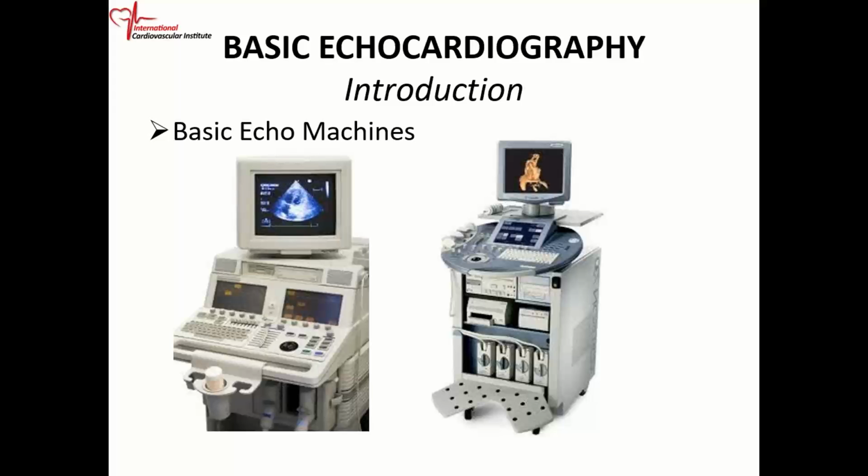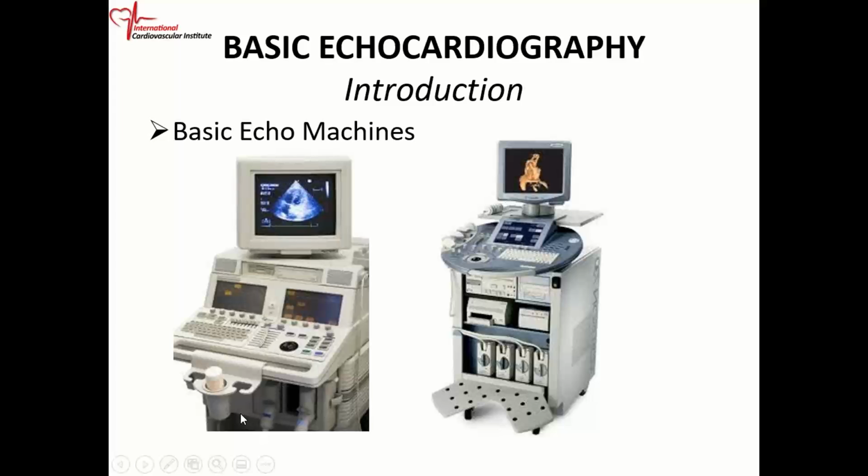So the echo machines are all the same. They look complicated, but once you learn one echo machine, you know it all. The echo machine has a monitor, because you have to see what you're doing. And then there's a console with a number of buttons, and we'll let you know what the buttons mean. This is where the transducer, or the probe, is plugged in. So the probe or the transducer is plugged into the machine.